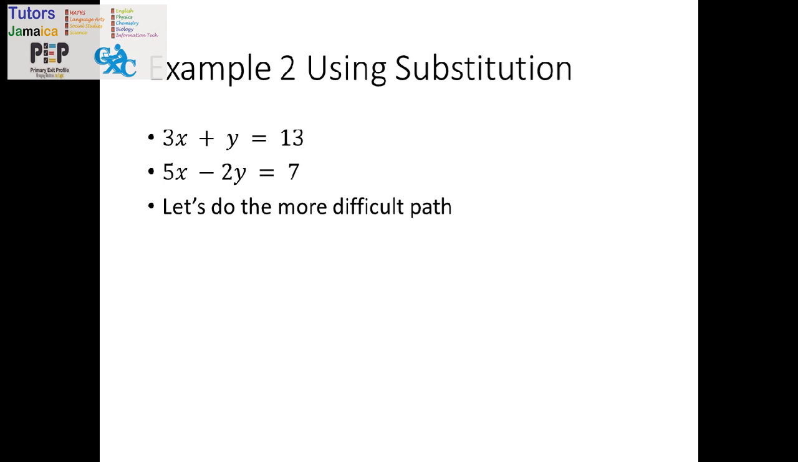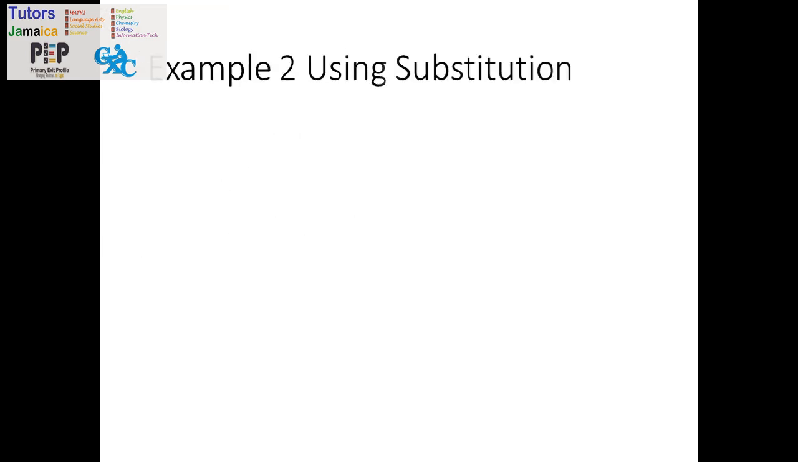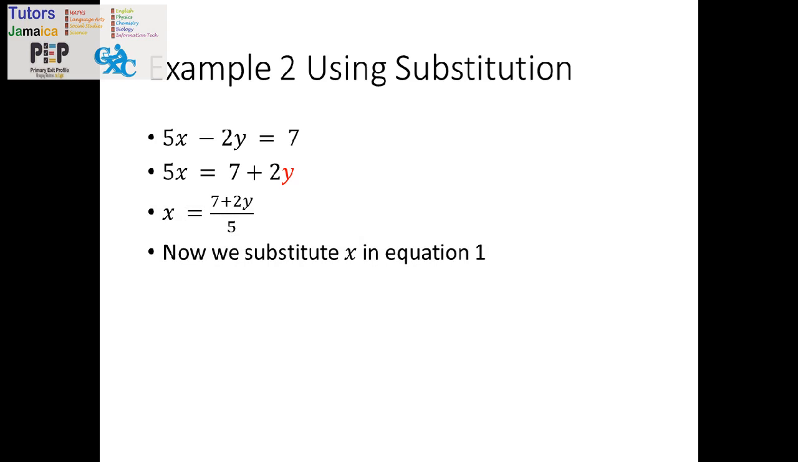in case you got one that was not straightforward, so you'd be able to still handle yourself. So let's make x the subject of equation 2. Equation 2 says 5x minus 2y equals 7. So we get 5x is equal to 7 plus 2y. So x is equal to 7 plus 2y all over 5. And this is going to be a very interesting one, so I want you to pay attention. Now we're going to substitute x in equation 1.